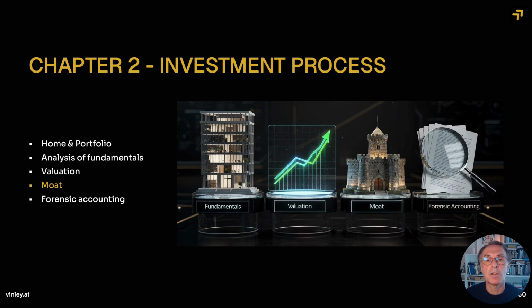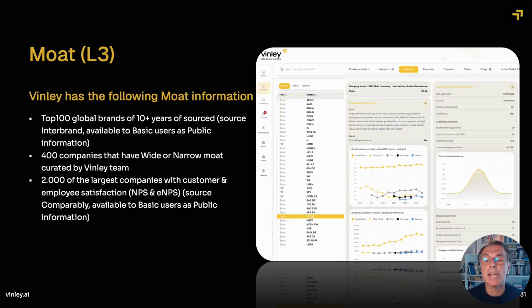Then we did absolute valuation, that's the second step. And then the next step that I typically do is looking at the moat. Does the company have a moat? So a strategic competitive advantage that is difficult to attack by competition.